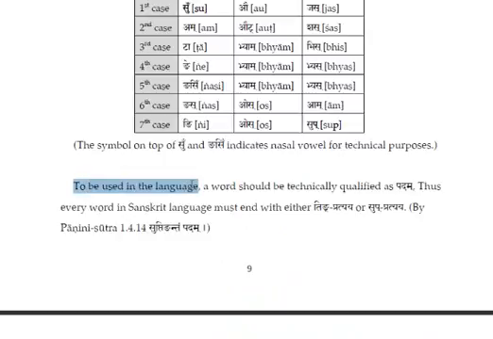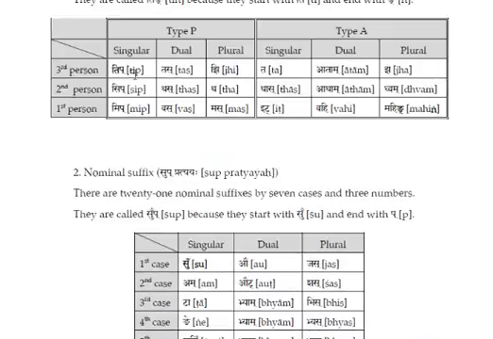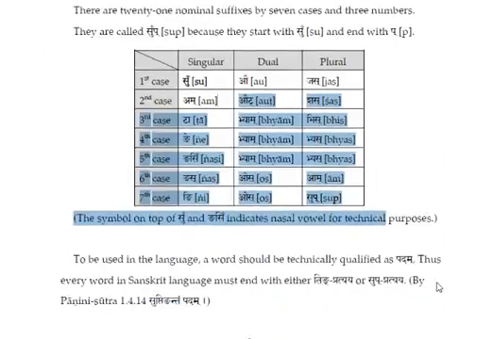And then to be used in the language, a word should be technically qualified as padam. Thus, every word in Sanskrit language must end with either tin pratyaya or sup pratyaya. So this is very important. Every word you see in Sanskrit language, whatever the scripture is, every single word ends with these 18 or 21 suffixes, no exception.